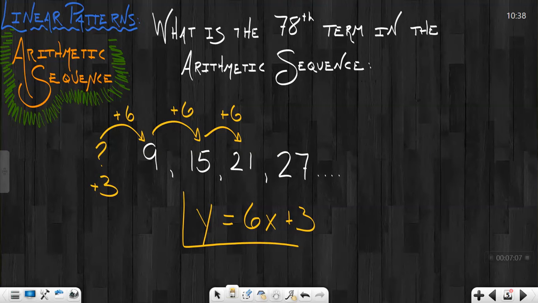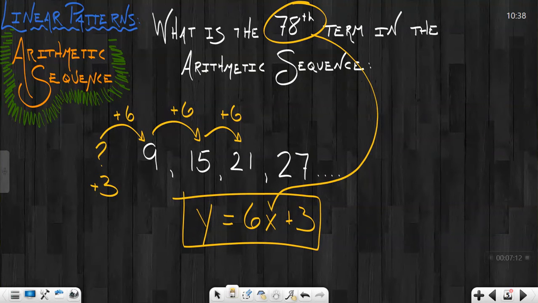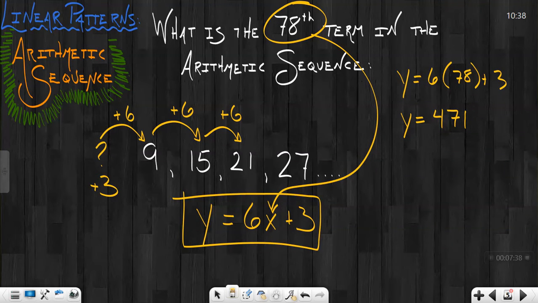Now, the purpose of getting this rule is I can take whatever value they give me, the 78th term, and I can plug it in for x, which represents our terms. y is the value of the term, but x represents our term. So I can just say that y equals 6 times 78 plus 3. And you can take your calculator and just plug it straight in. And you will find that y in this case is equal to 471. In other words, the value of the 78th term is 471. And I'm glad we didn't write numbers all the way up to 471.